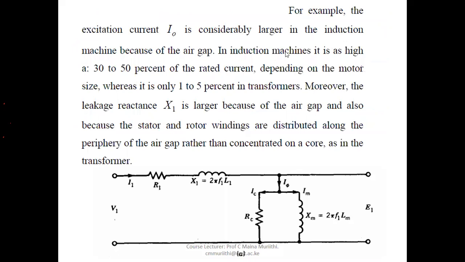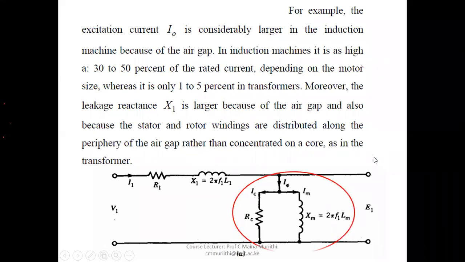The other major difference is that induction machines have a higher reactance, X1, due to the air gap, and also because the stator and rotor windings are distributed along the periphery of the air gap rather than concentrated in the core, as in the case of the transformer. So those are two major differences in modeling. However, the basic model remains the same. We have the stator, we have the magnetizing branch, and then we have the rotor side.